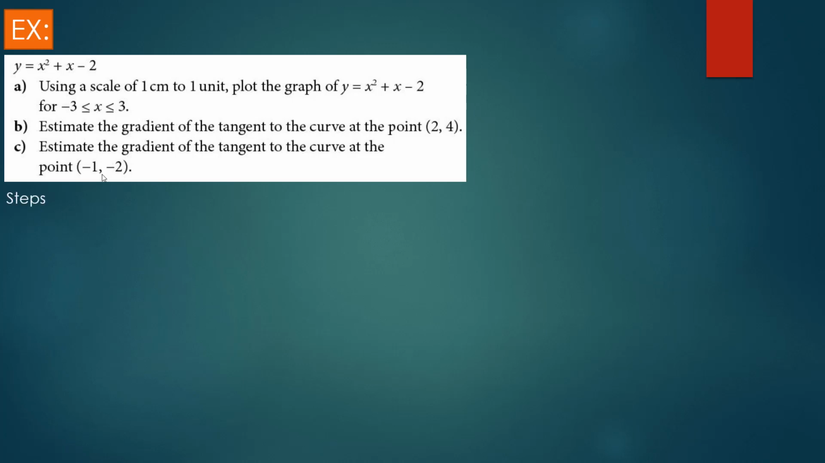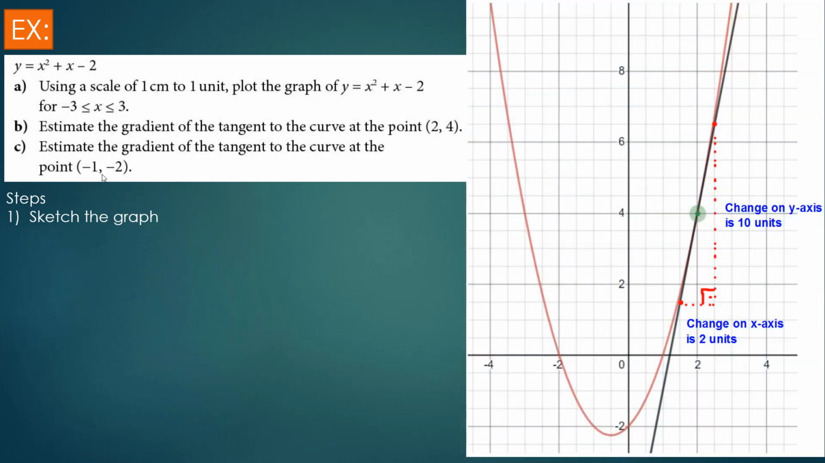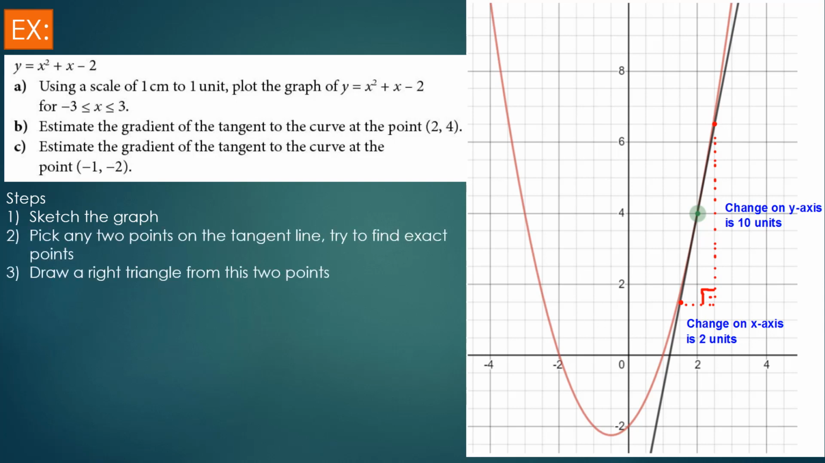We need to follow again the steps that we gave in the previous question. We need to sketch the graph, which is the same as the first question A here. Then we can use again the Desmos graph to sketch the graph. Then we pick any 2 points around the point 2, 4 on the tangent line. We try to find exact values as we said before. Then after that we draw a right triangle from the tangent line and these 2 points that we just took here.